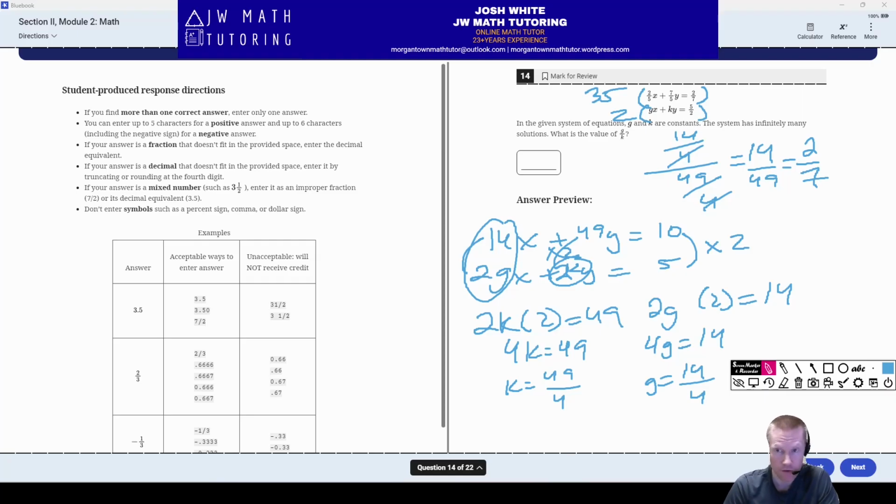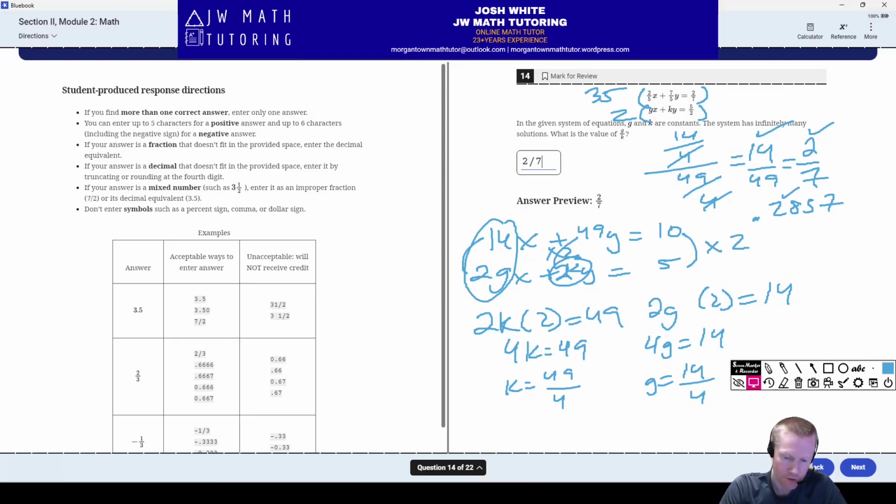So correct answers, 14 over 49 is fine, 2 over 7 is fine, the decimal equivalent, 0.2857 is fine, or you could technically do 0.285 or 0.286 if you wanted more acceptable answers. So let's go ahead and type that in now.